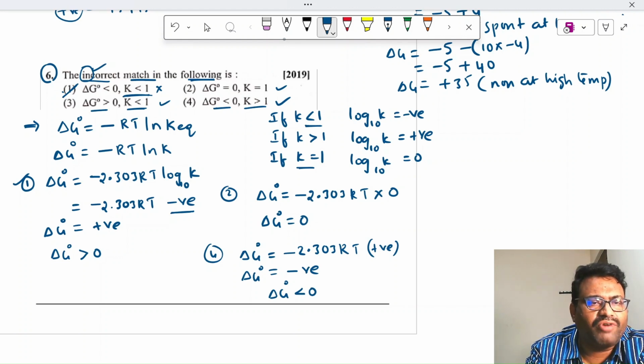1 option is wrong. And what is asked? What is the wrong option? Wrong representation. So this will be the wrong representation.